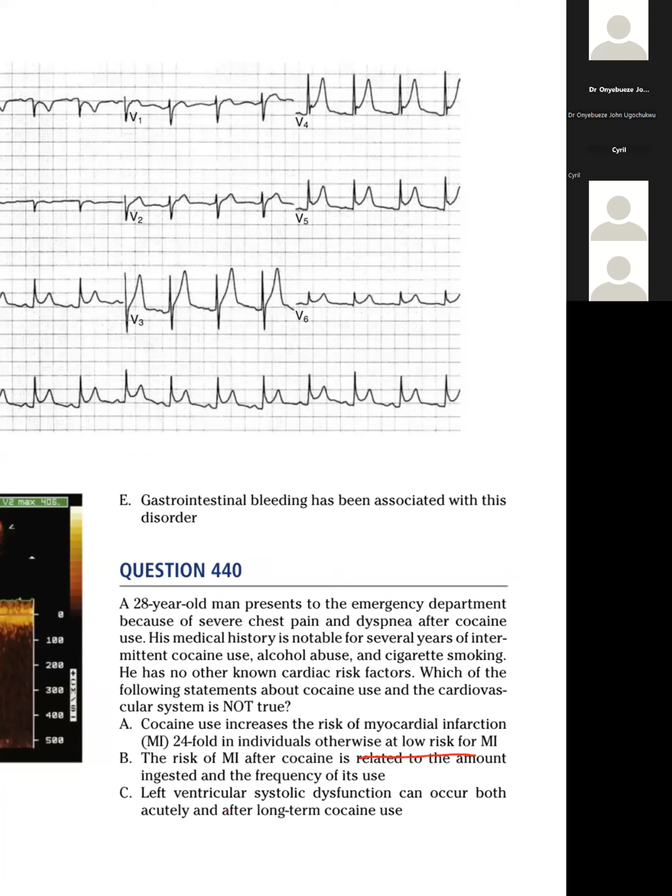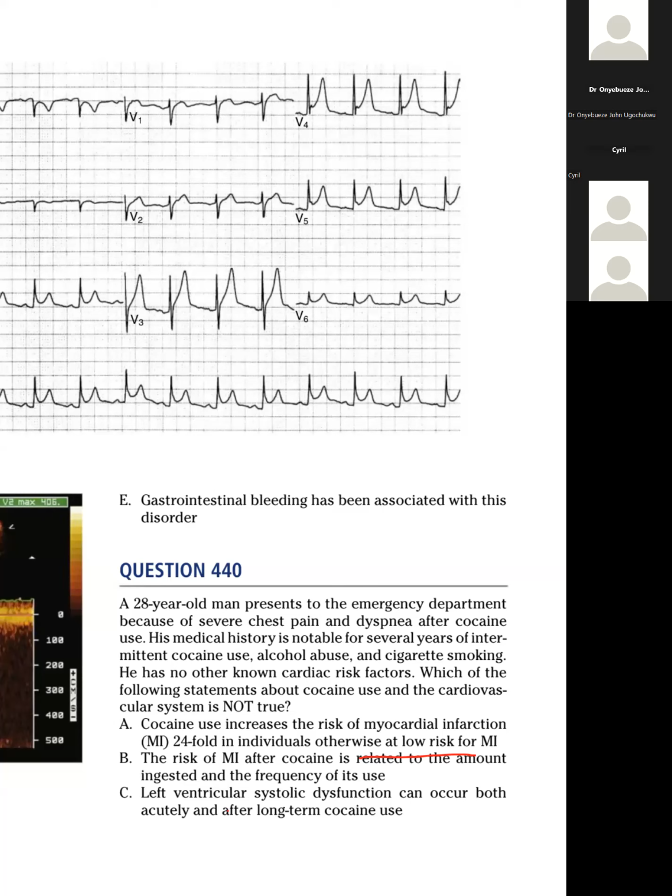Question number 440. A 28-year-old man presented to the emergency department because of severe chest pain and dyspnea after cocaine use. His medical history is notable for several years of intermittent cocaine use, alcohol abuse, and cigarette smoking. He has no other known cardiac risk factors. Which of the following statements about cocaine use and the cardiovascular system is not true? A, cocaine use increases the risk of myocardial infarction 24-fold in individuals otherwise at low risk for MI.